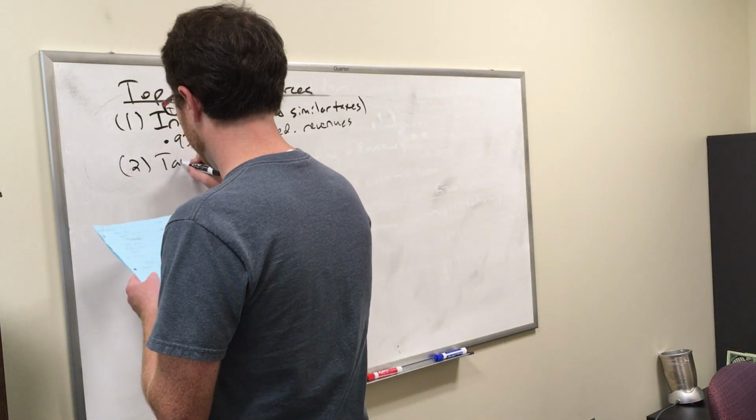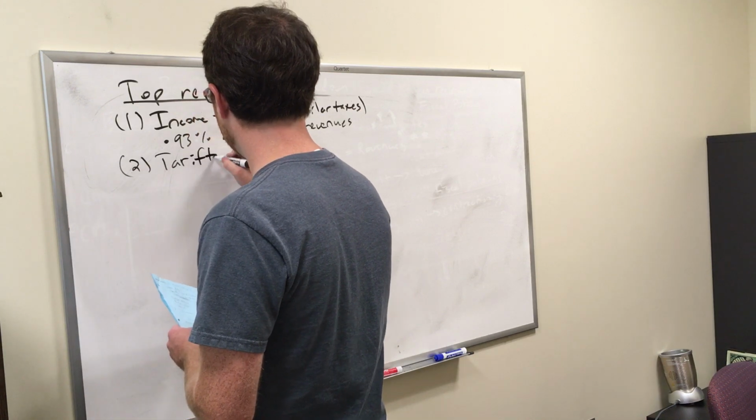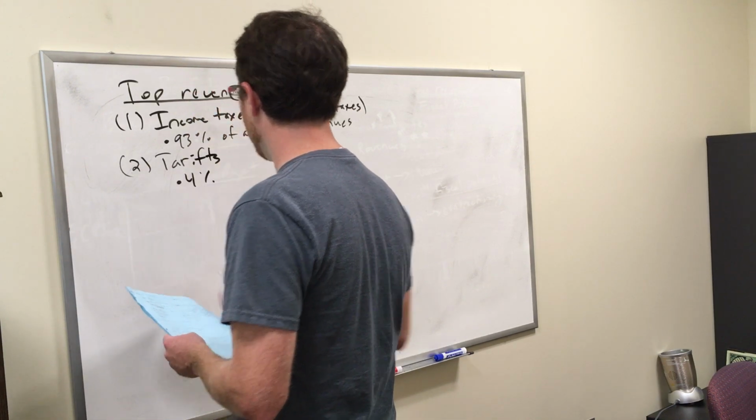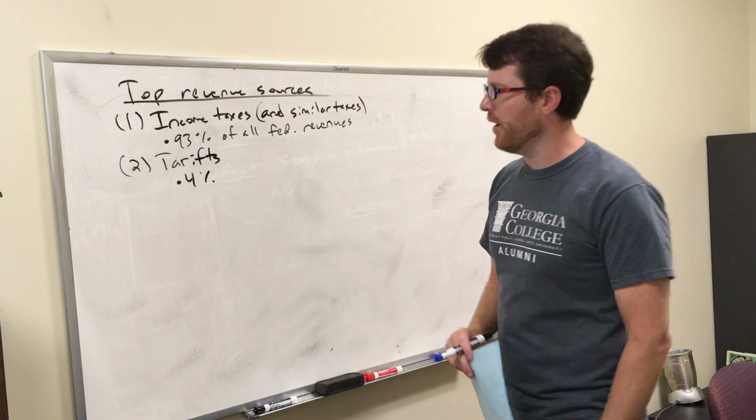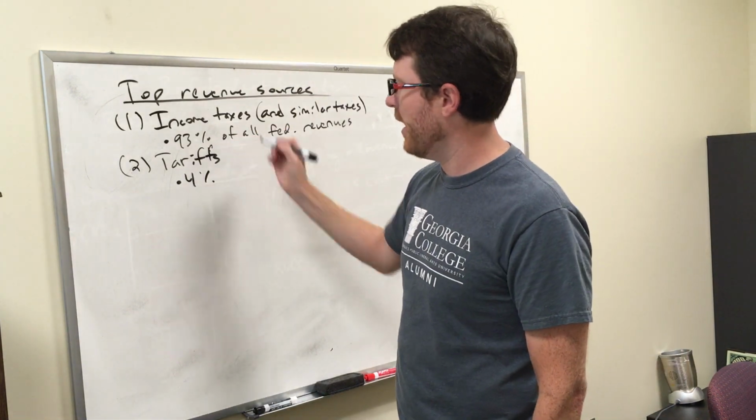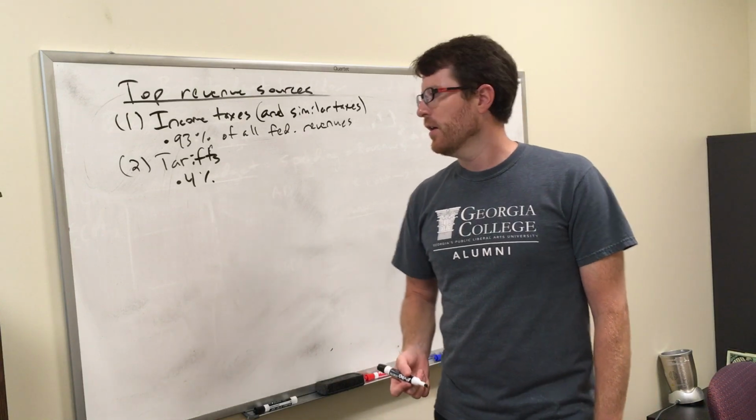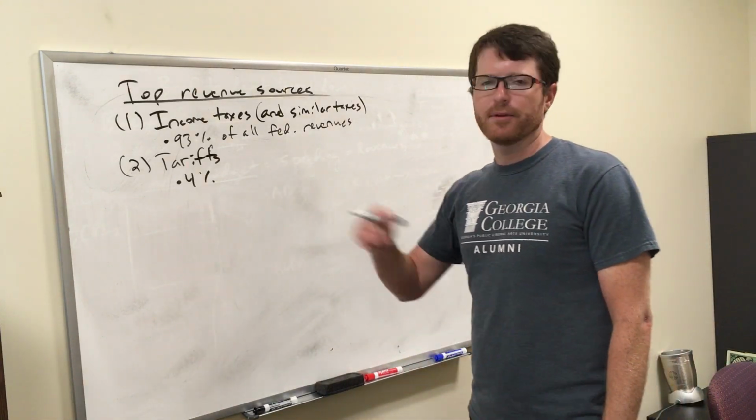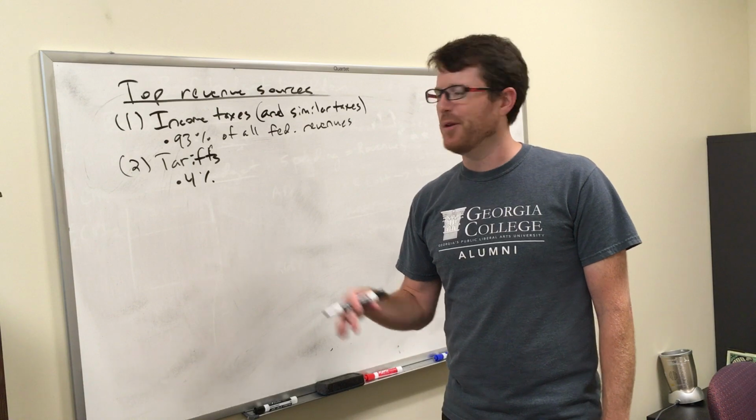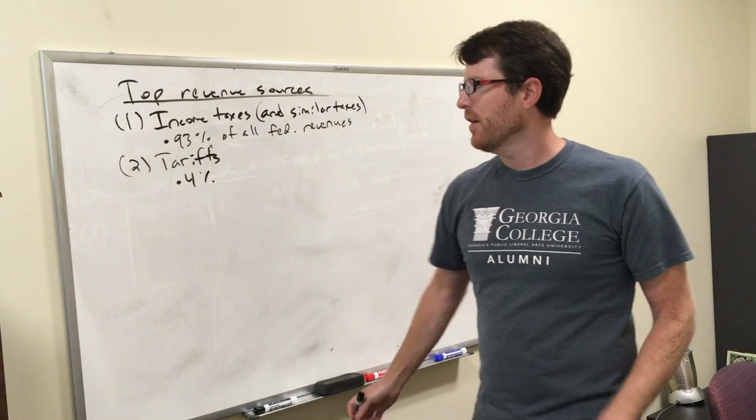So for example, tariffs. About 4% of governmental revenues come from tariffs. That may be changing as I speak because right now Donald Trump is president. He's pushing for a lot of tariffs, so this could go up. Economists, by the way, are not a fan of tariffs. We'd probably just say let's get rid of all of these.